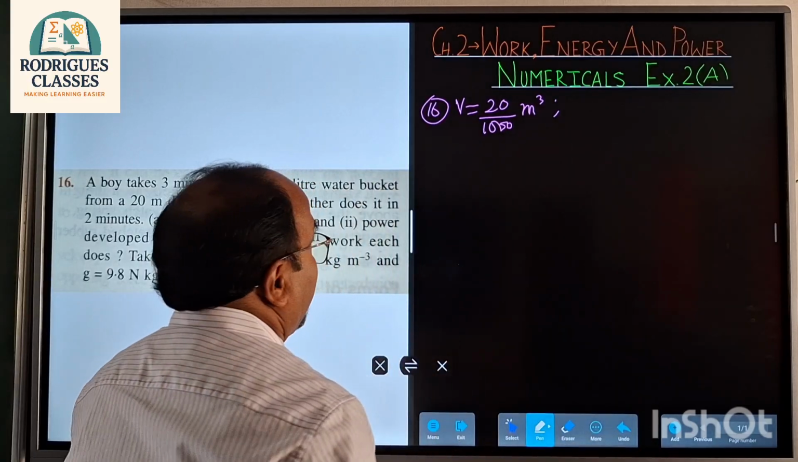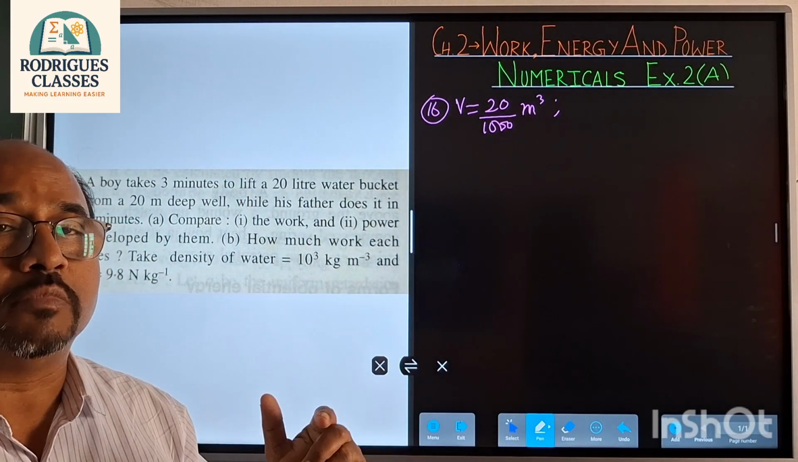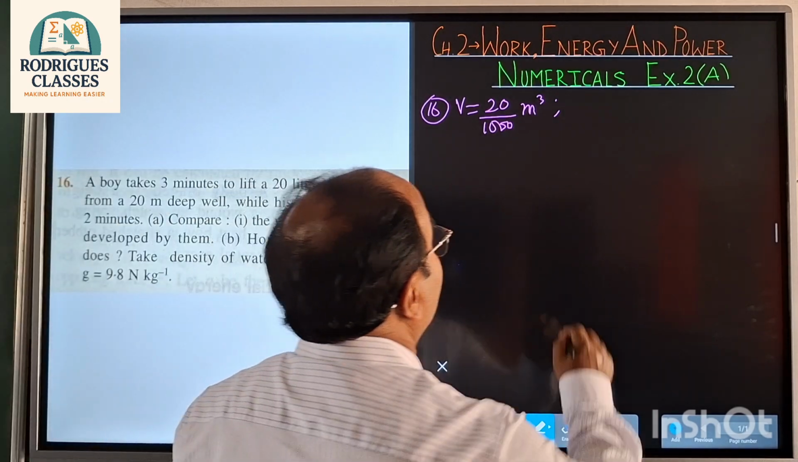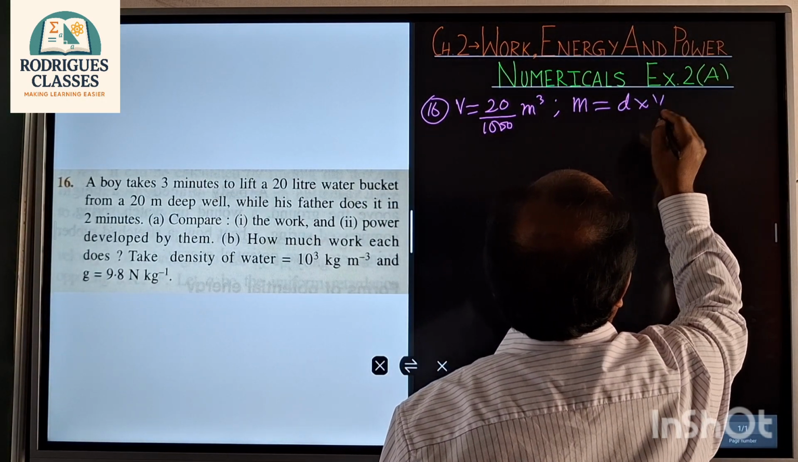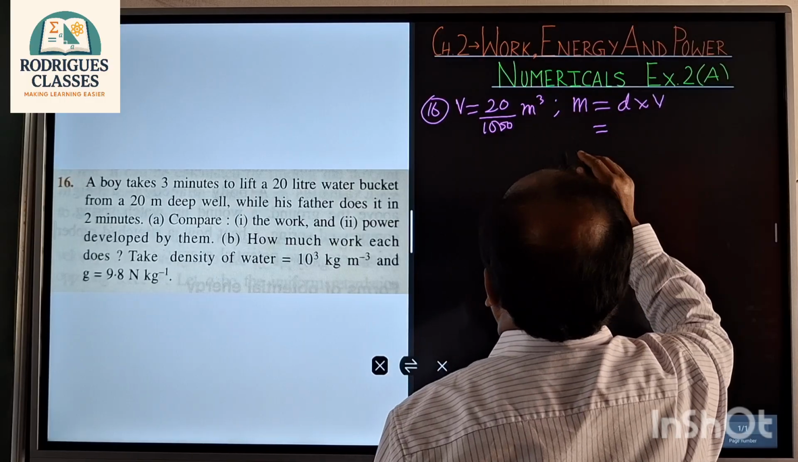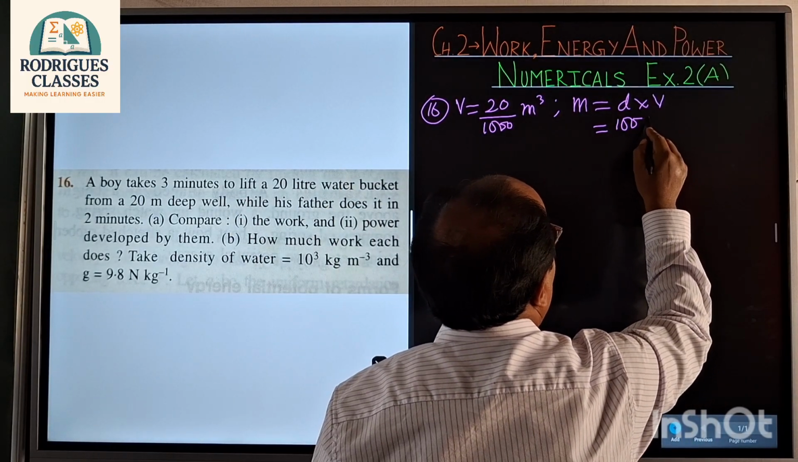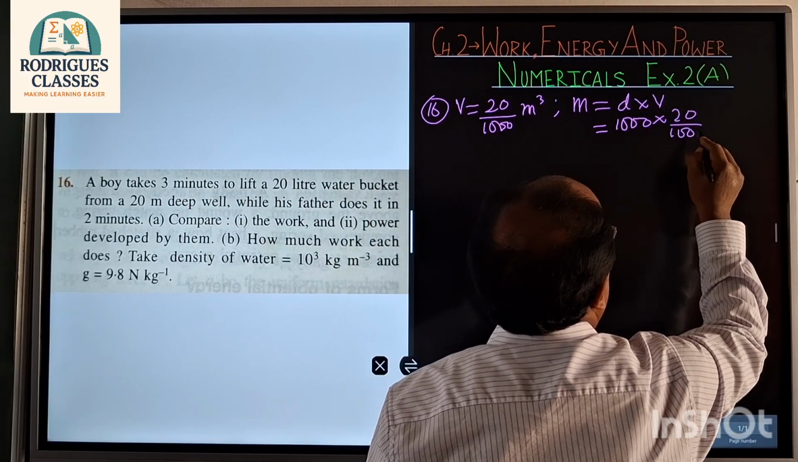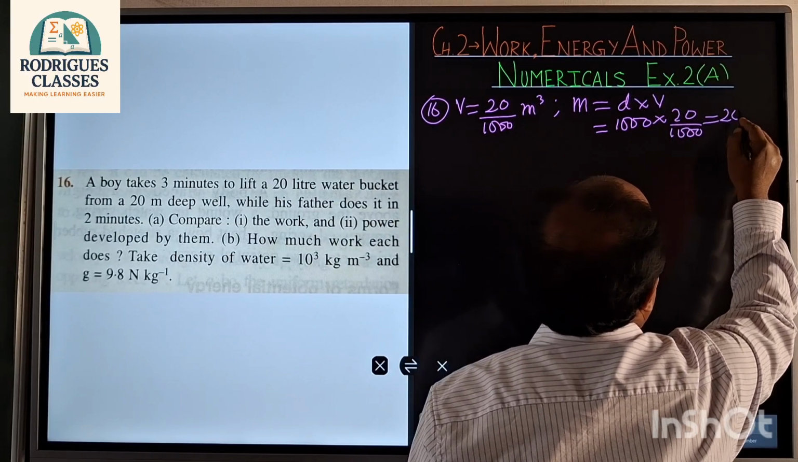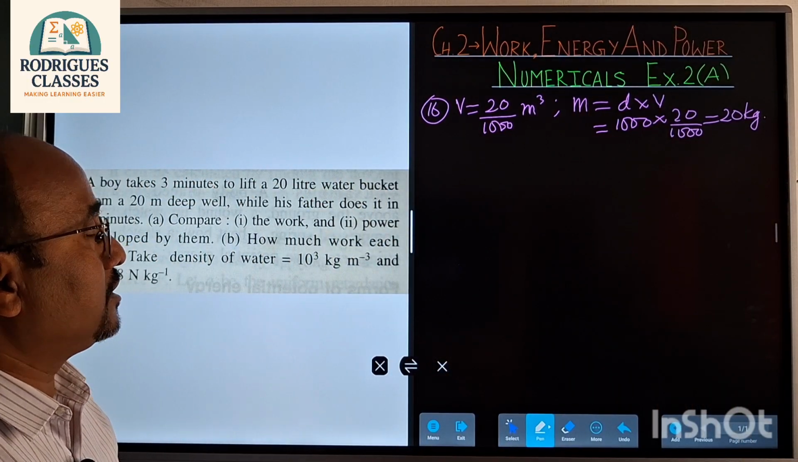Okay, then I will go to find mass. Density is mass by volume, so mass will be density into volume. So I write here mass is equals to density into volume. So density is given to us as 10 to the power 3, which is 1000 into 20 by 1000. So I get it as 20 kilogram. So I know the mass as 20 kg.